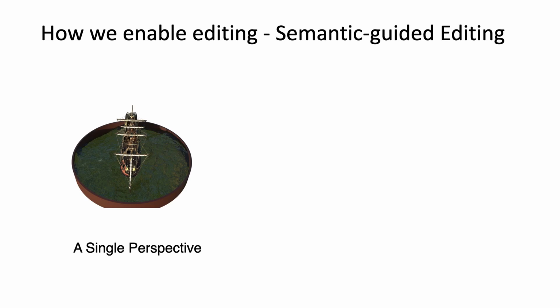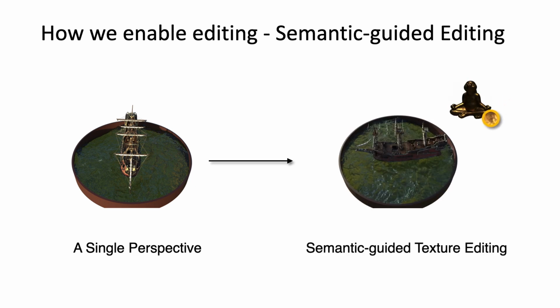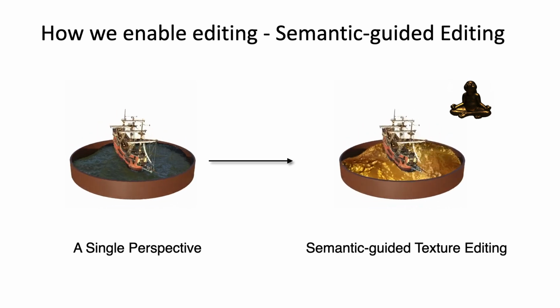With the semantic feature, we can perform semantic guided editing. Here, we let the user pick up the water by simply clicking on the single perspective image, and we use the proposed semantic propagation algorithm to form the 3D semantic mask from a single click. Then we fill the texture of the selected semantic region with a golden material to make the water become golden water.